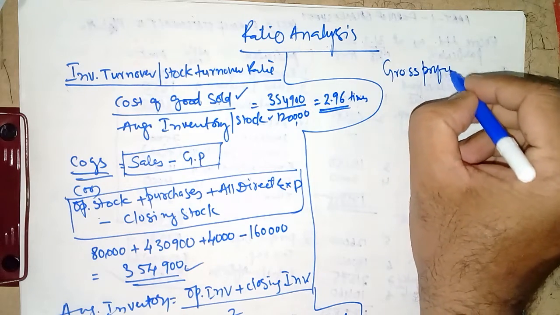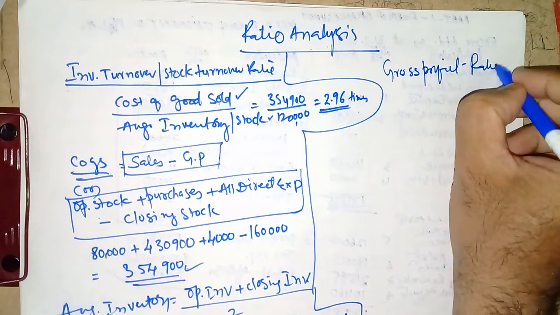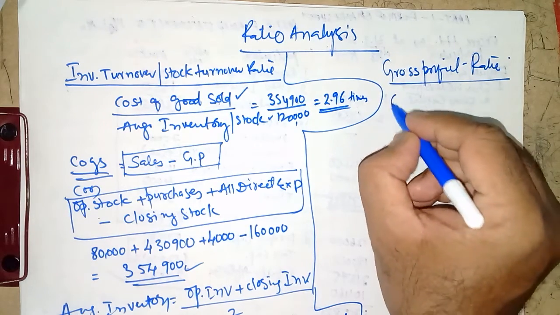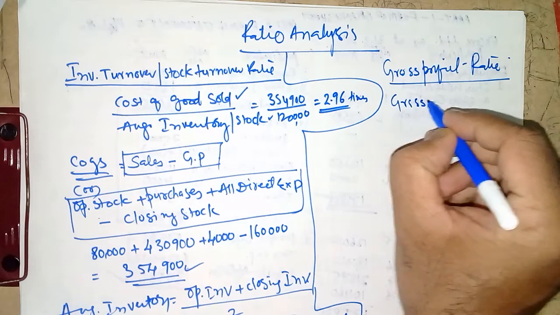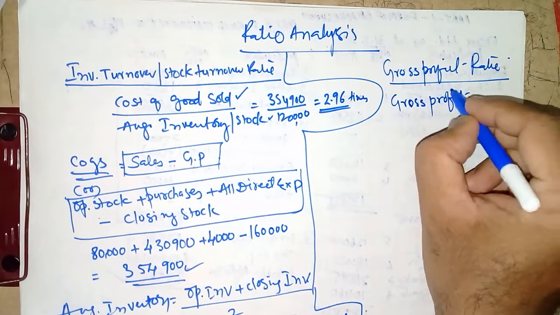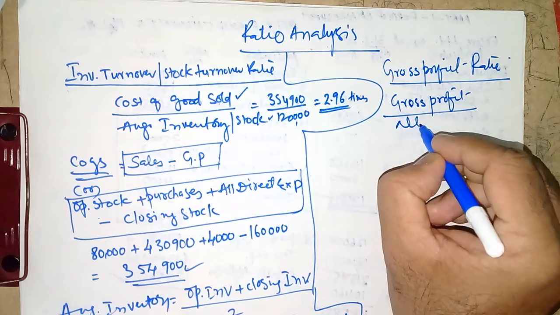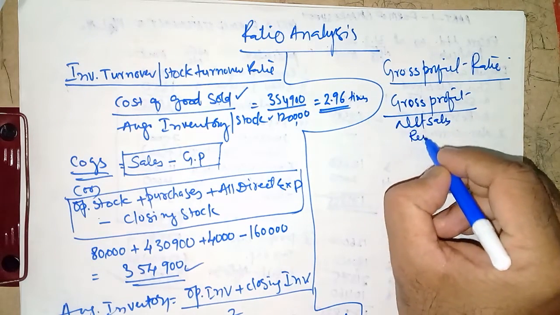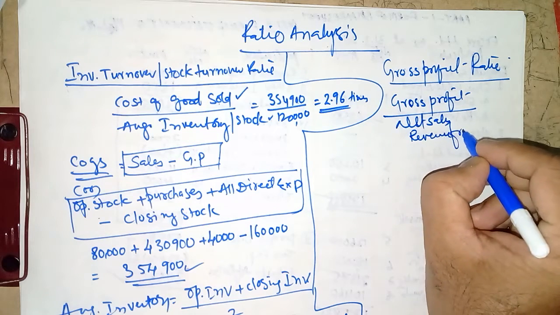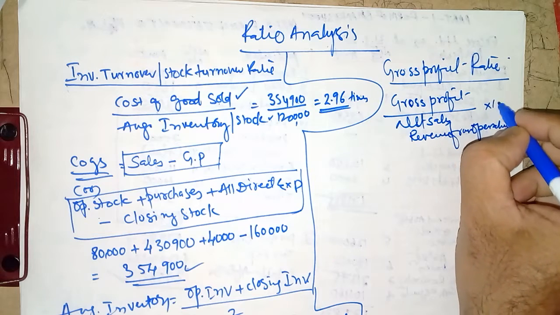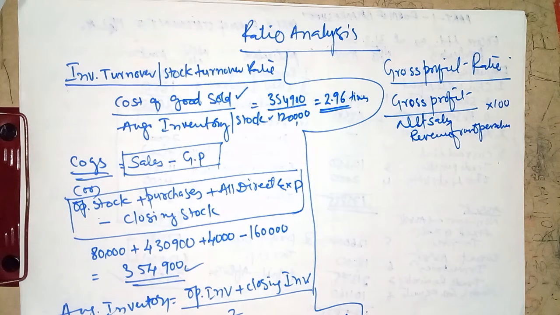Gross profit ratio. The formula of gross profit ratio is gross profit divided by net sales or revenue from operations into 100. So the formula is gross profit by net sales into 100, right?